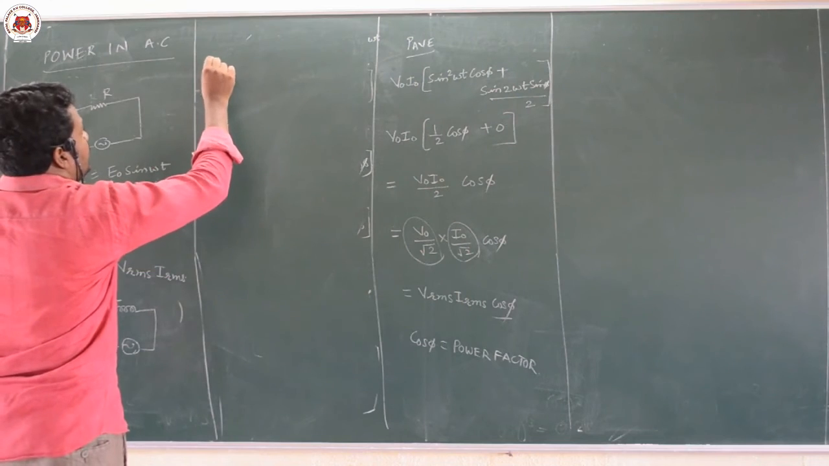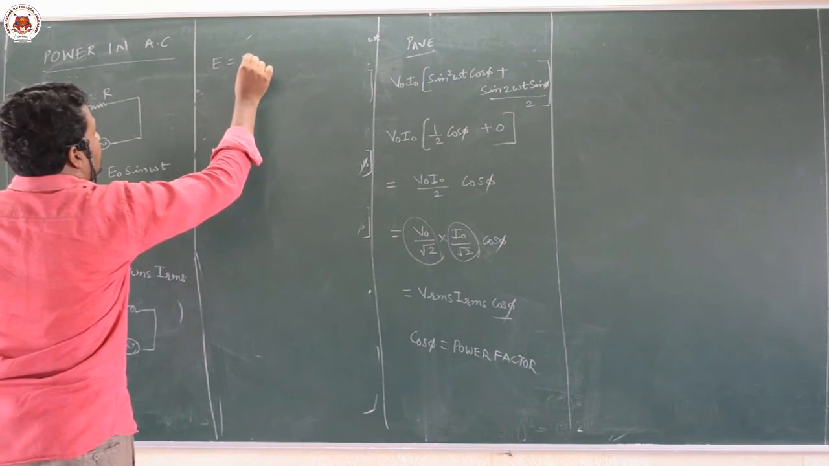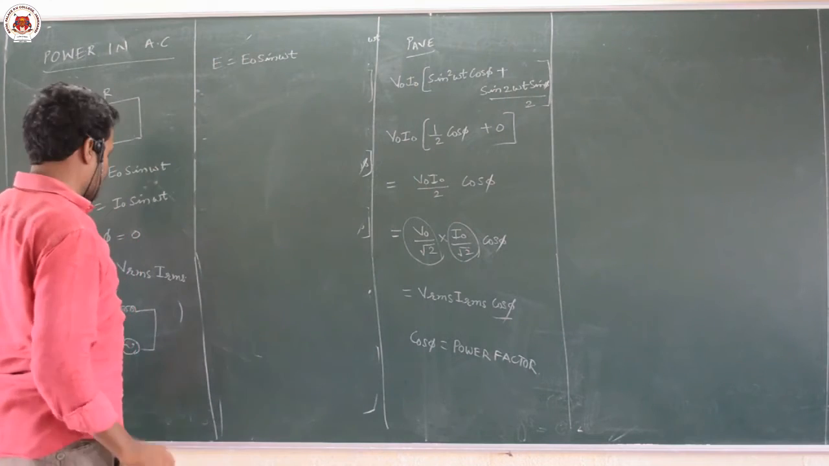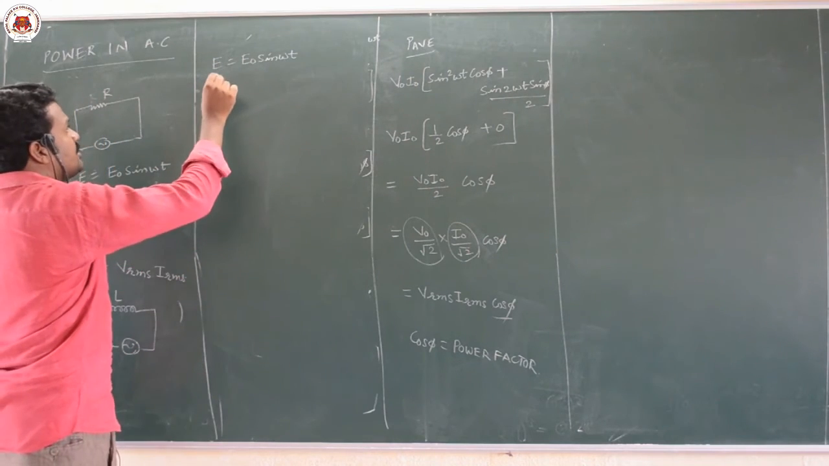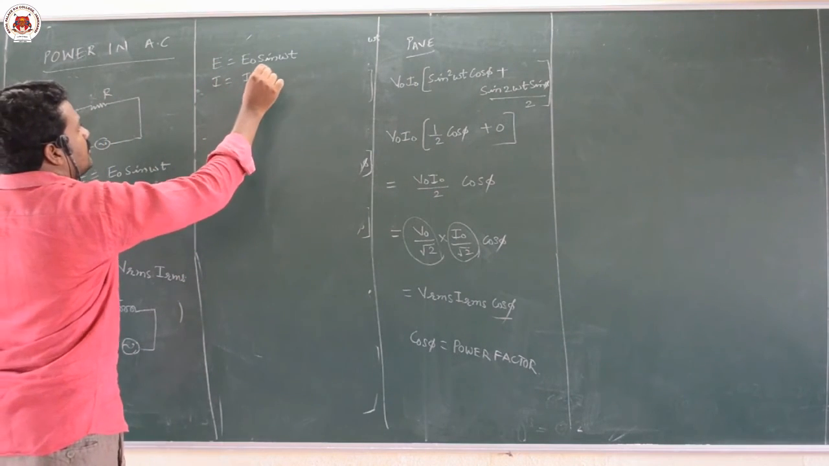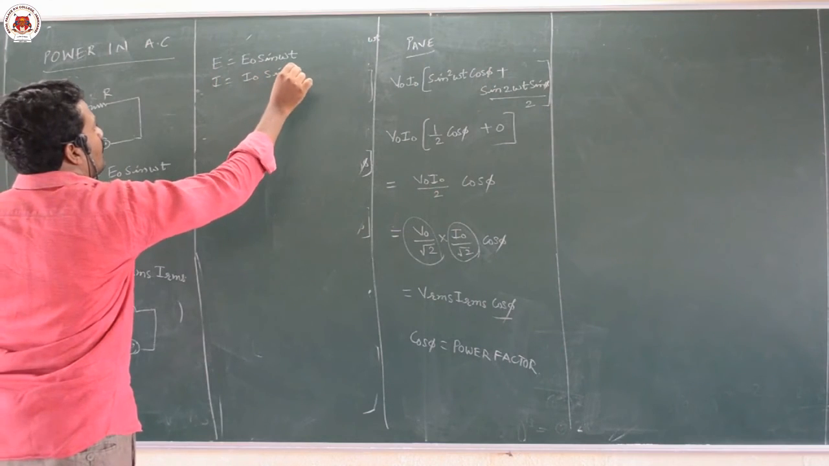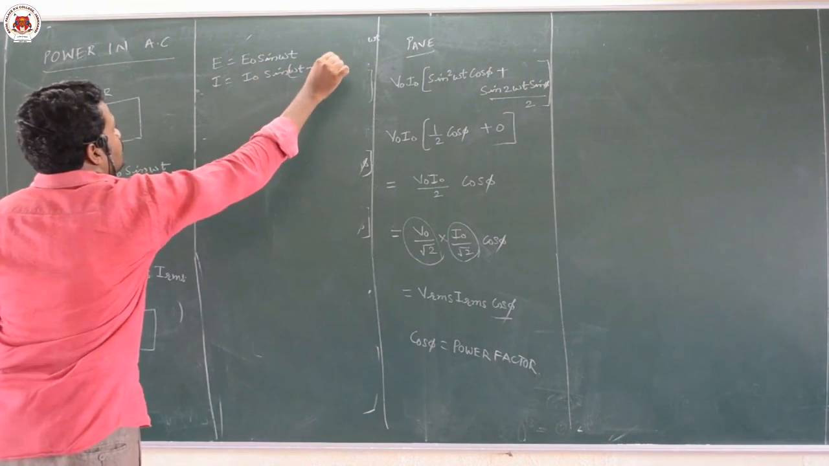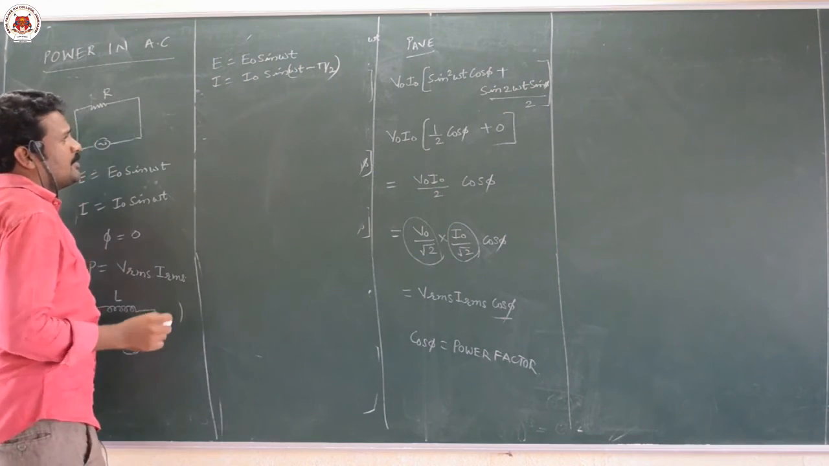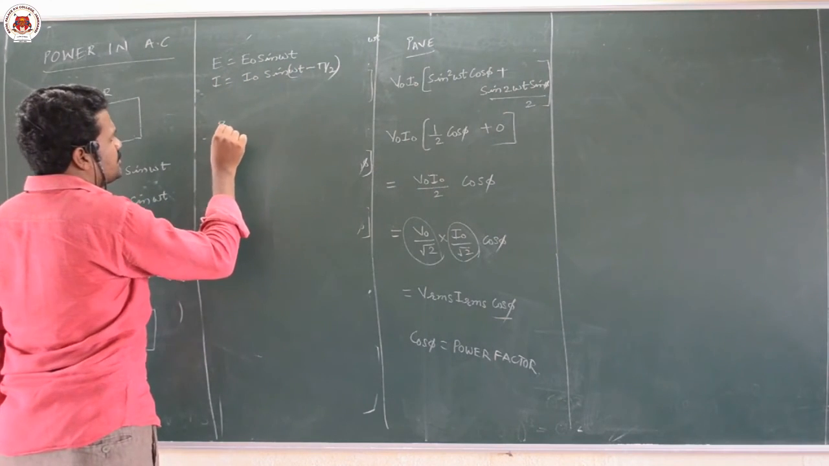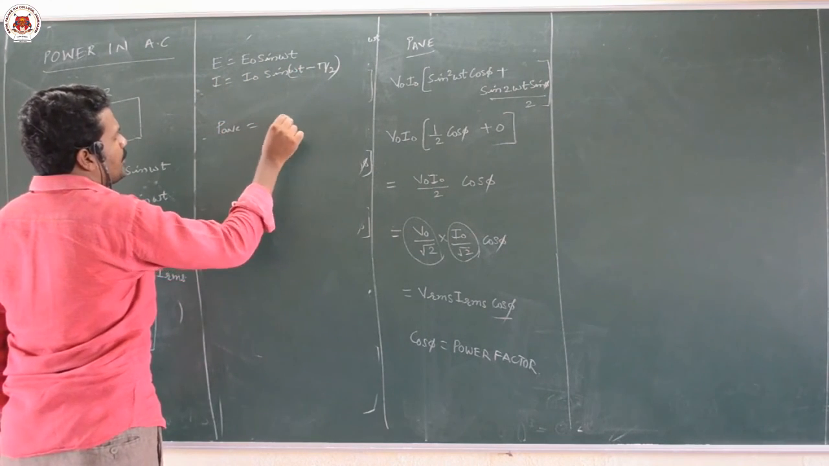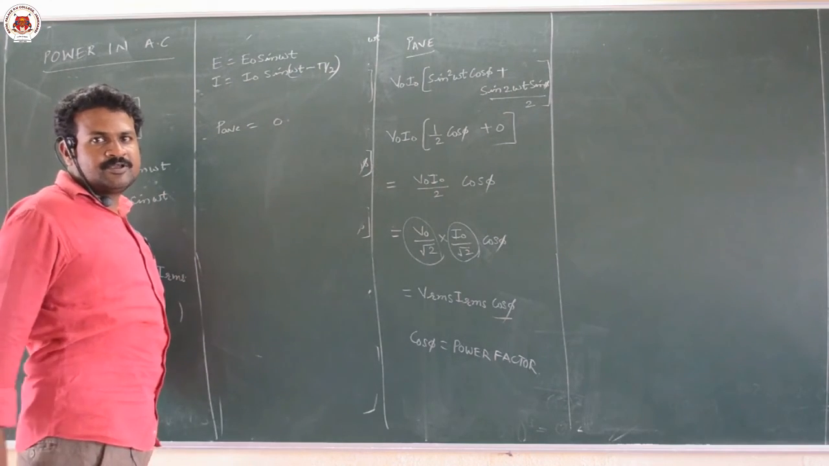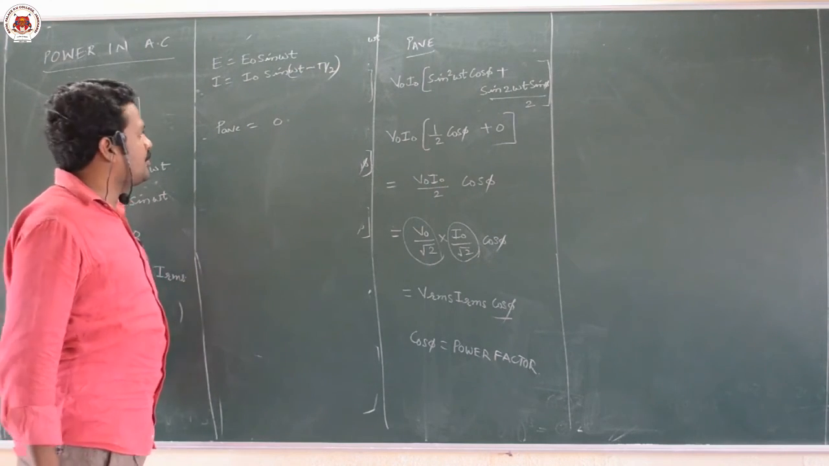Next, if you connect to an inductor, the applied EMF will be E is equal to E naught sin omega t. Current you will get as I is equal to I naught sin(omega t minus pi by 2). So, the phase difference is 90 degrees. So, you will get average power equal to 0. That means, if you use an inductor, in a complete cycle, power dissipated is 0.